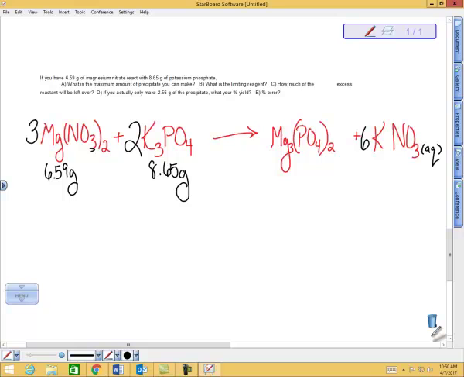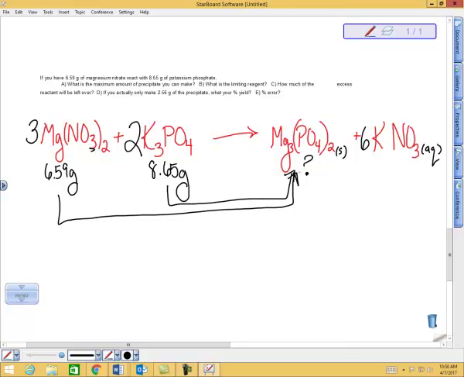Alright, for phosphates, it says that all phosphates are insoluble unless it has an alkali metal in the front or ammonium. Am I right? Okay. So magnesium is not an alkali metal and obviously not ammonium. So thank goodness, this is your precipitate. What state of matter is a precipitate again? Solid. There you go.